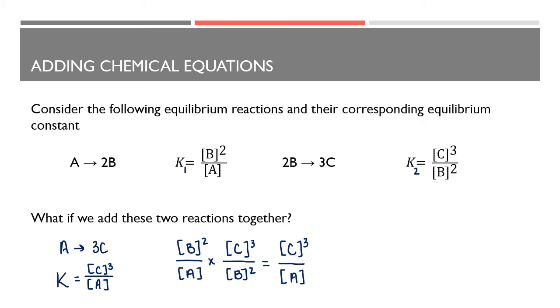So what happens if we add two reactions together? What happens to their equilibrium constants? Well, those equilibrium constants get multiplied. So if we add two reactions together, the equilibrium constants all get multiplied. So I have K1 times K2 times whatever number of equilibrium constants I have for each individual reaction.